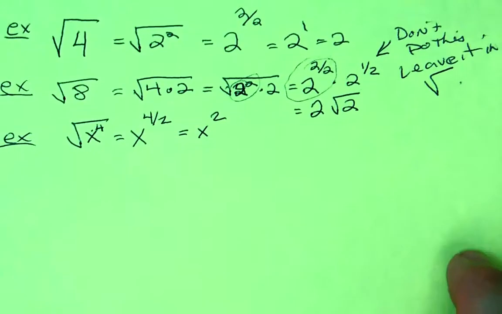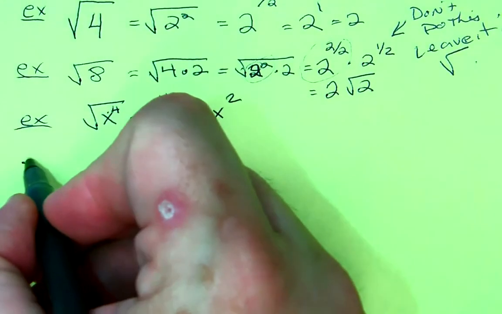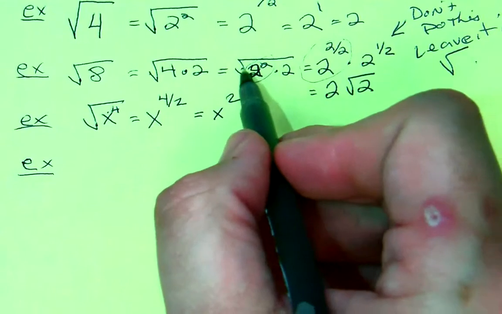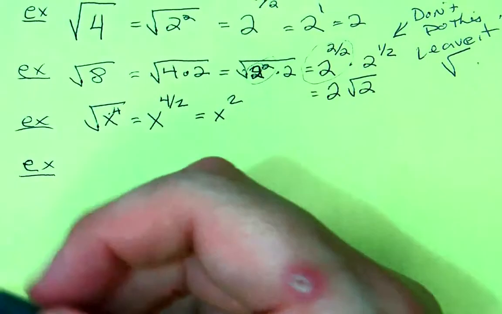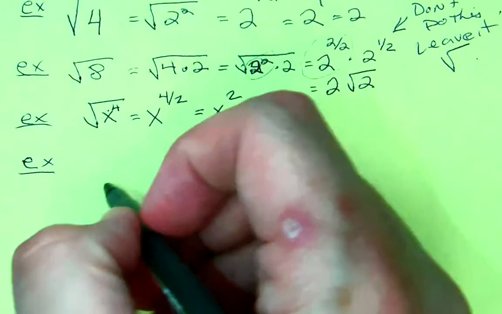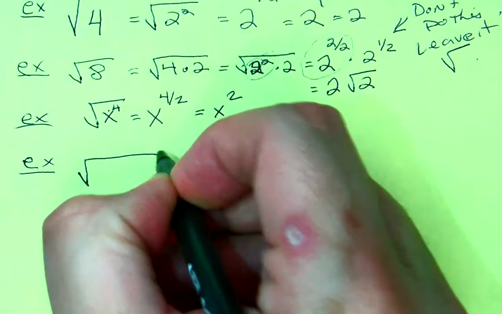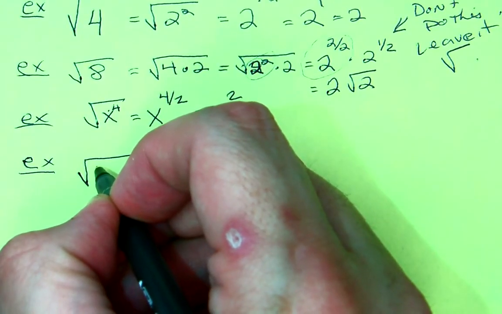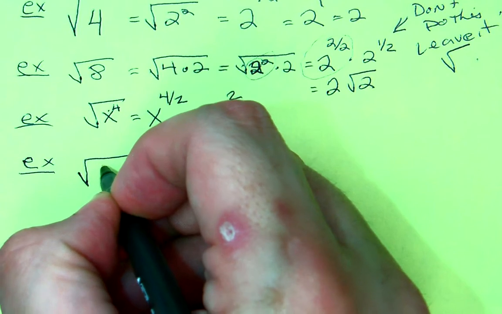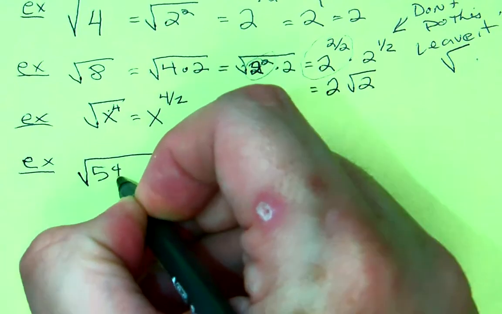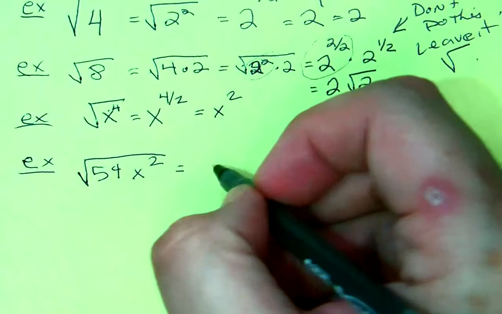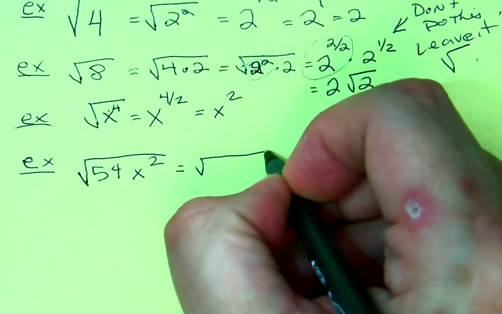So we can do all sorts of different combinations. Now we can go crazy. And all we have to do is be able to come up with something squared or something to the 4th power, something to a different power like that. For example, you could take the square root of, let's go with 54 x squared.